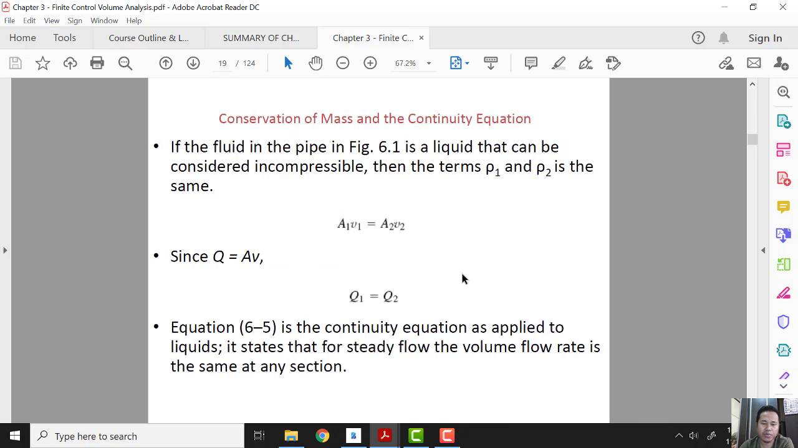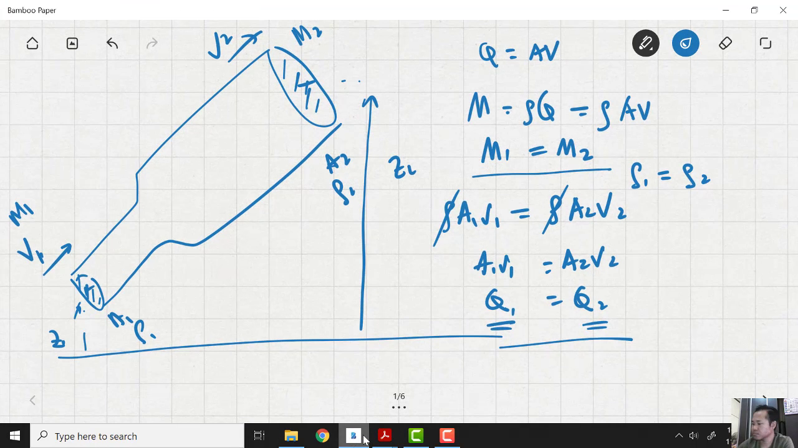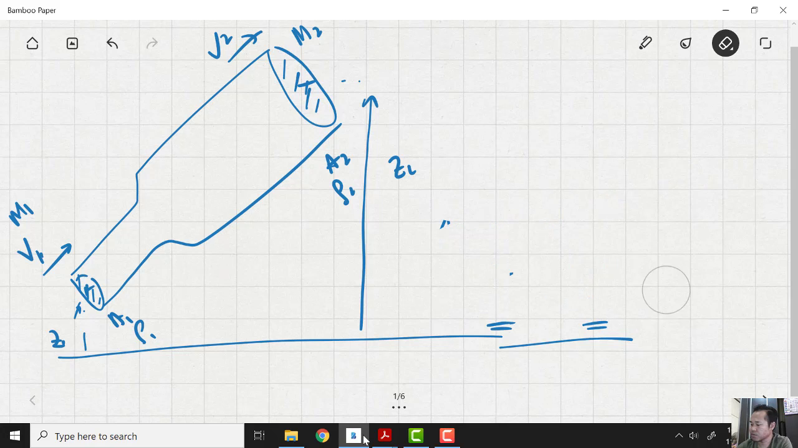Alright, so now we'll be looking at an example, using the same figure 6.1. The inside diameters of the pipe at sections 1 and 2 are 50 mm and 100 mm respectively. Water is flowing with an average velocity of 8 meters per second at section 1. Calculate the velocity at section 2, volume flow rate, weight flow rate, and mass flow rate. How will we do it? We have the same figure here.